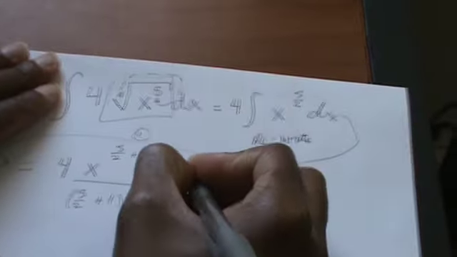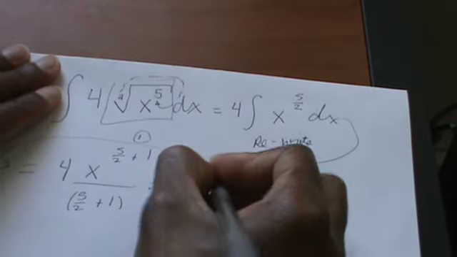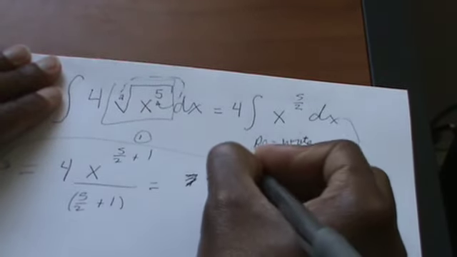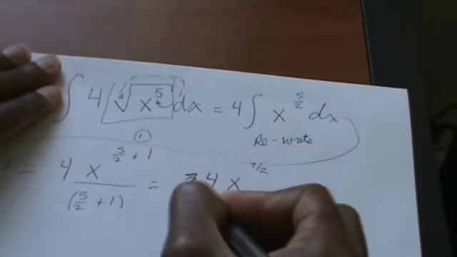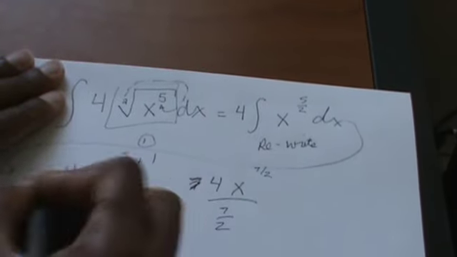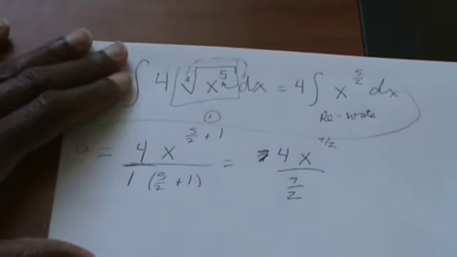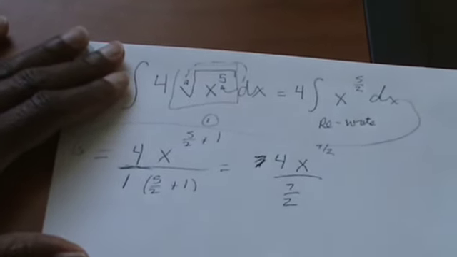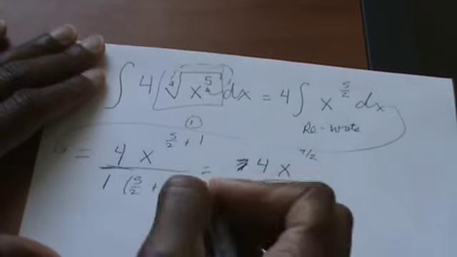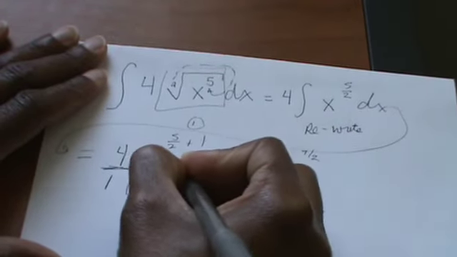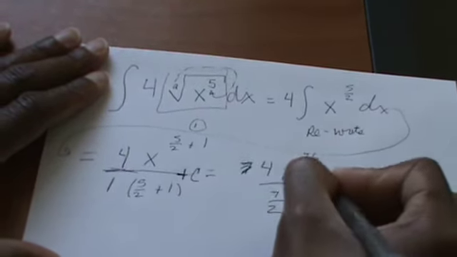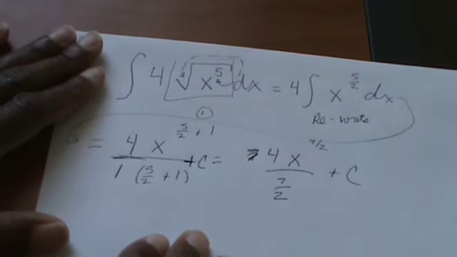So this is 4x to the 7/2 divided by 7/2. Okay, by the way, I knew that this was 4 over 1, right? That's why that 4 is going in the numerator. Let me correct this. This should have a plus c here. This is an error on my part, plus c.